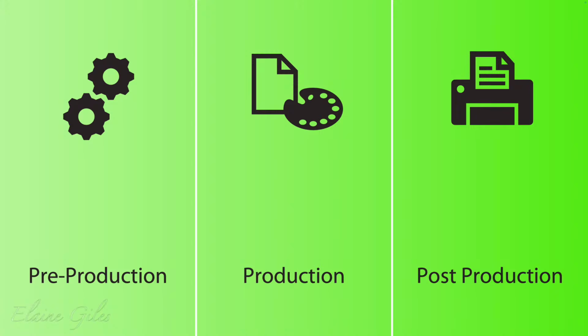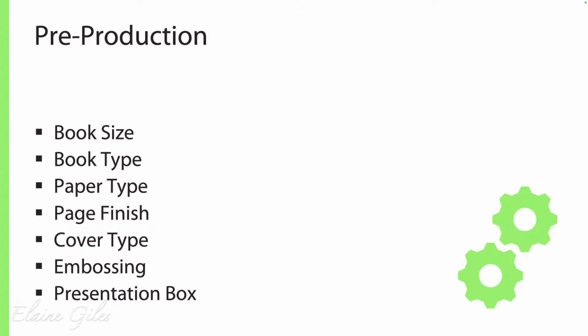And then, of course, you have post-production considerations as well. But we'll start off looking at the pre-production things that include the book size, the type of the book, even things that you may never have had to consider before with any other document type you've created, like the paper type and the page finish.